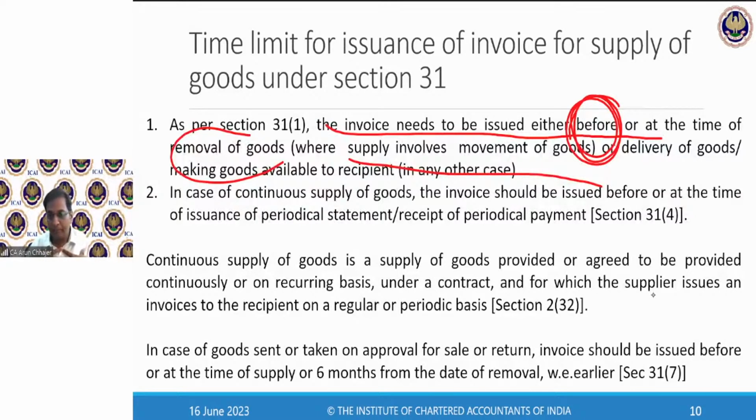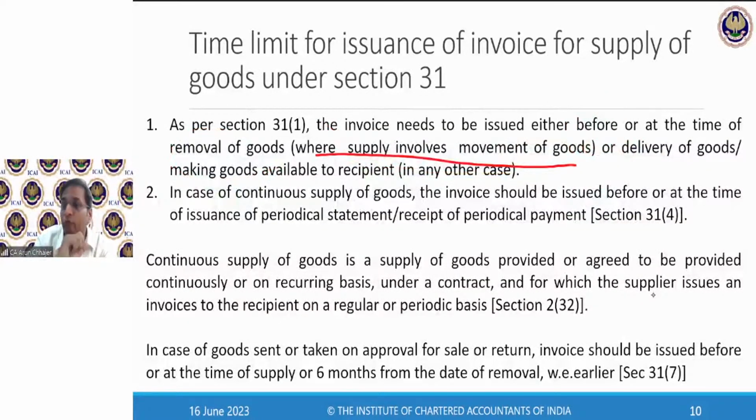Let's say A is a principal and B is a job worker. Try to understand the example, where there is a supply of goods but no movement. A has given a machine on rental basis, for which A is charging X amount per month.